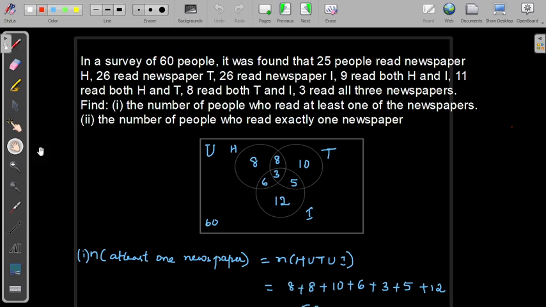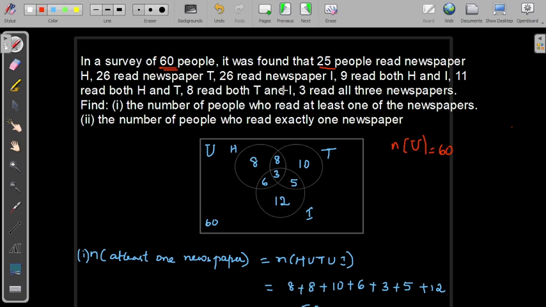So in a survey of 60 people, consider it's a survey of 60 people. It was found that 25 people read newspaper H, 26 read newspaper T, 26 read newspaper I. So H, T, I: there are three sets and one universal set. It is a survey, so you have to take n of U as 60, the number of elements in the universal set.